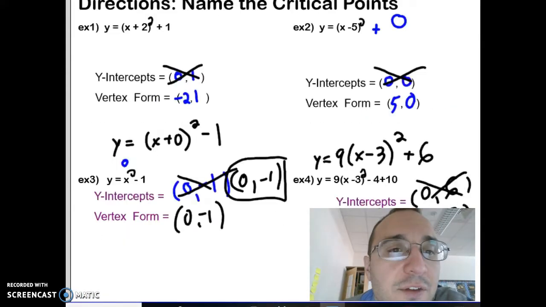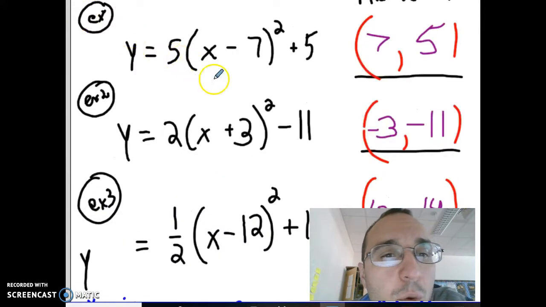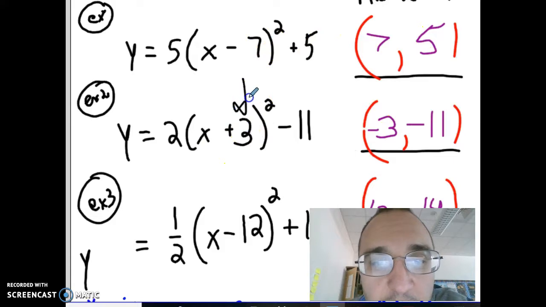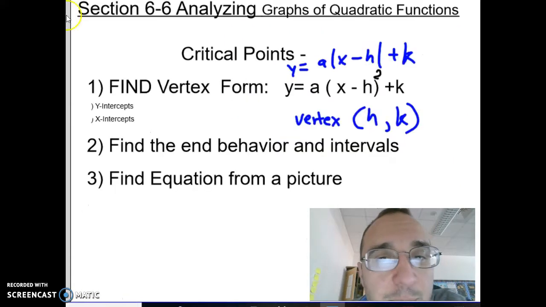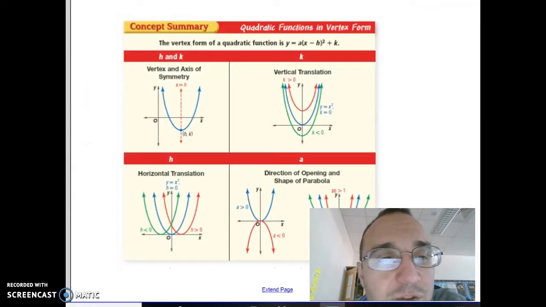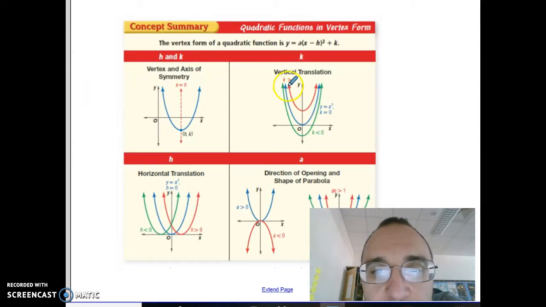We have here the vertex pops out at you. So we have 7, 5, -3, -11. The rule is you always take the opposite of the h, and that becomes your vertex. More things we went over last class. For those of you who missed it, we talked about the shifting or the transformations. As it's a fraction, usually it'll get wider, and as it's greater than 1, it gets tighter.